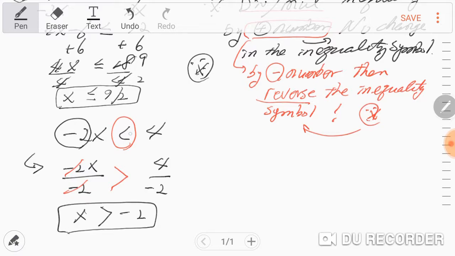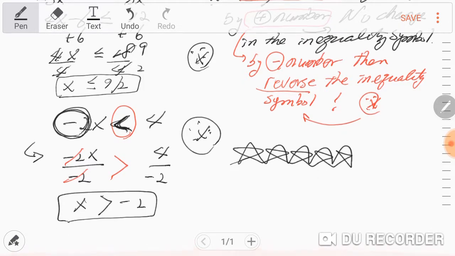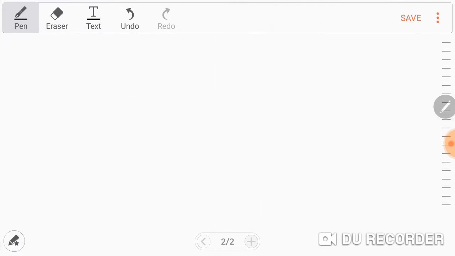So whenever we divide or multiply each side of the inequality by a negative number, then flip the symbol, reverse the direction of the inequality symbol. This is really, really important. I will give 5 stars on this one. You want to try another one? Okay, let's try another one. Let's try example 33.